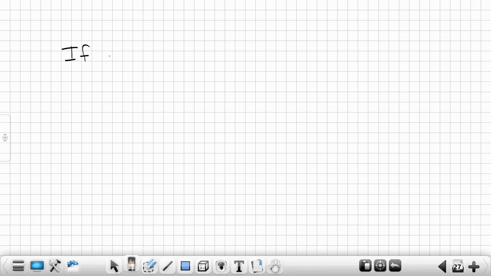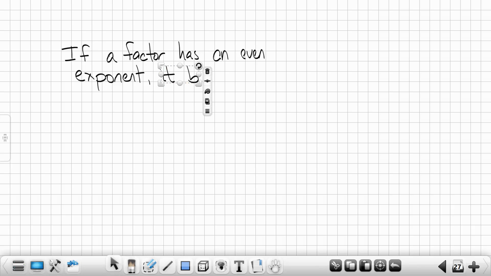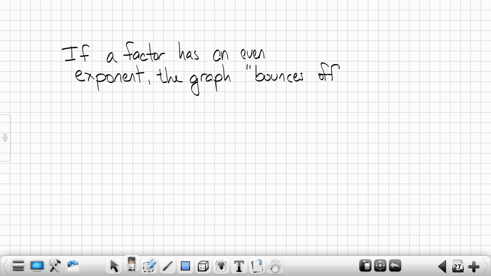So, all right. If a factor has an even exponent under notes, it bounces, the graph I should say, not it. We want some subject antecedent agreement. The graph bounces off the x-axis at that factor.